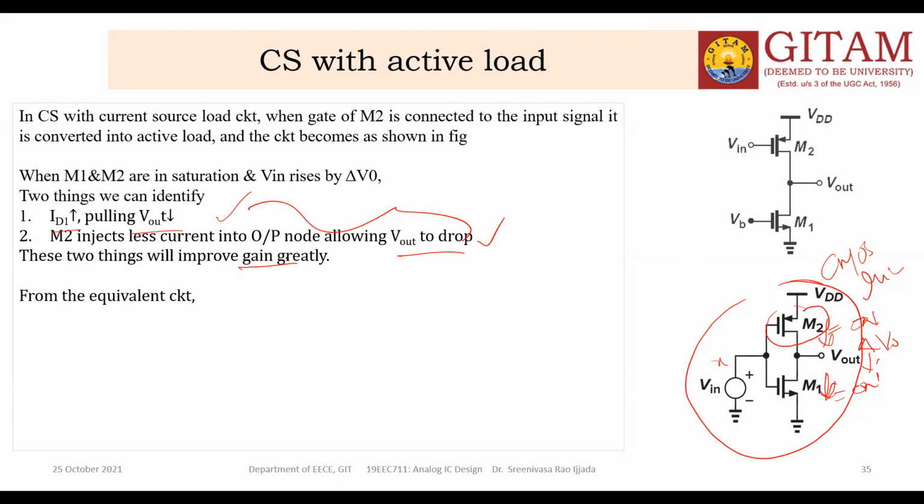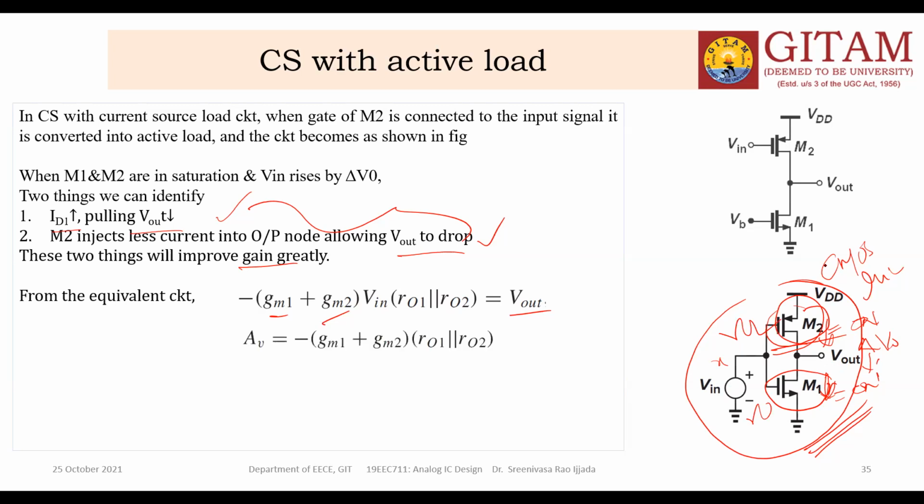From the equivalent circuit, the M1 device will have a transconductance of GM1. The M2 device will have a transconductance of GM2. M1 has an output resistance of R01, and M2 has an output resistance of R02. So this is the Vout formula.